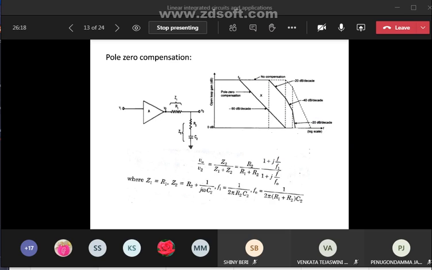So next one is the pole zero compensation technique. See here, using the voltage divider rule, this impedance is Z1, and this impedance Z2 is the series combination of R2 and C2. So here it is Z1. Okay. So using the voltage divider rule, we can write A equal to Z2 by Z1 plus Z2.